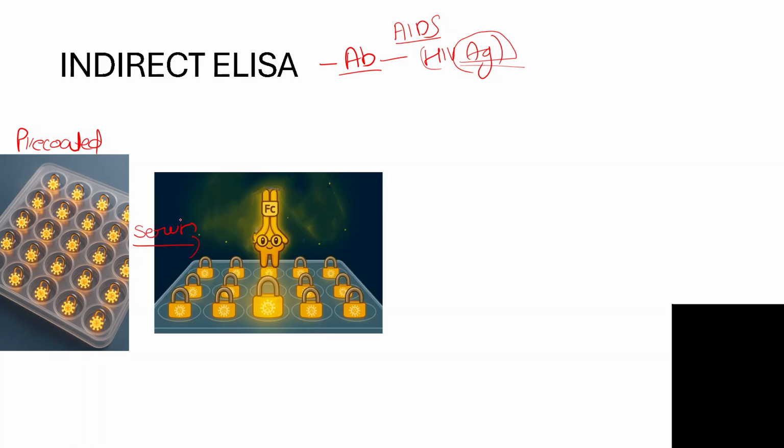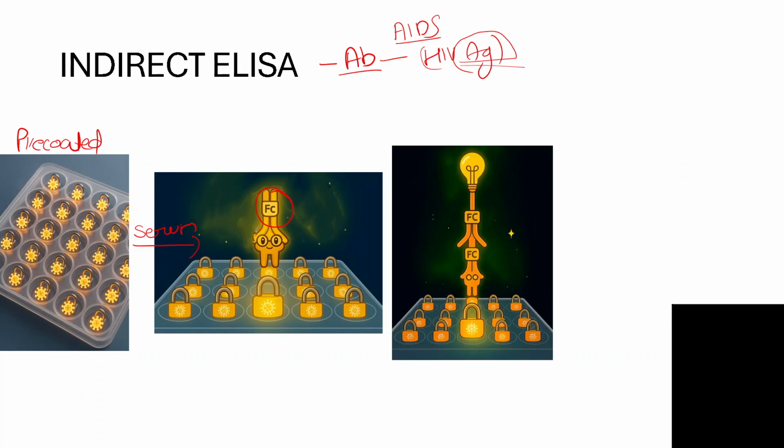The patient's antibody will go and get attached to the antigen here. Now you see I need an enzyme labeled antibody also, but since this antibody is coming from the patient, there is no way I can attach it with an enzyme. So I will take another antibody attached with enzyme.